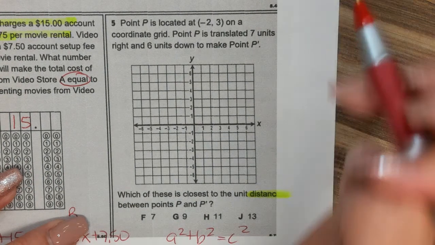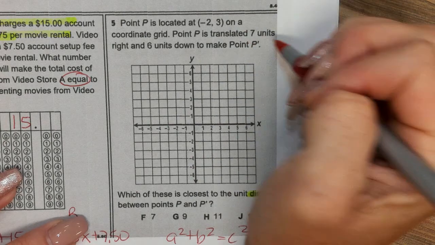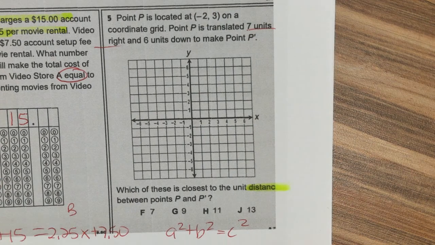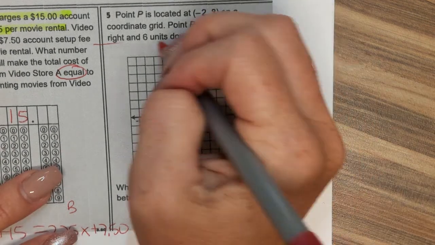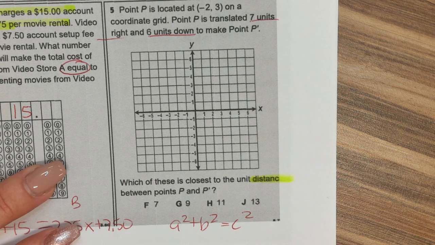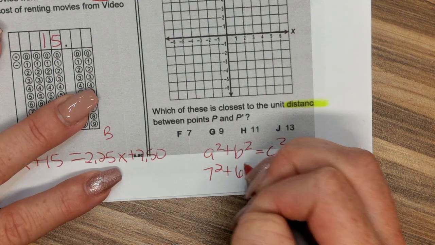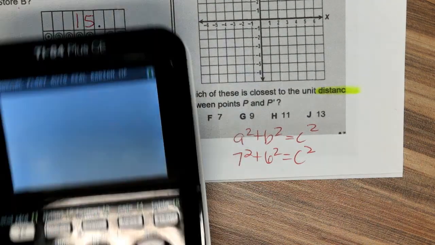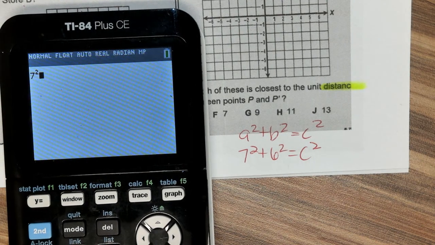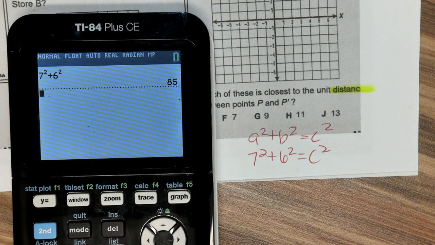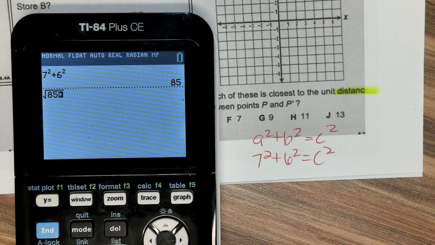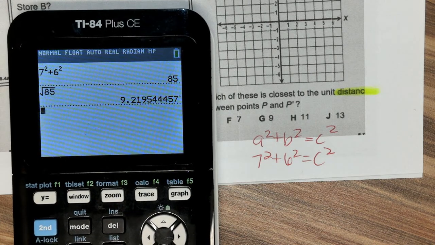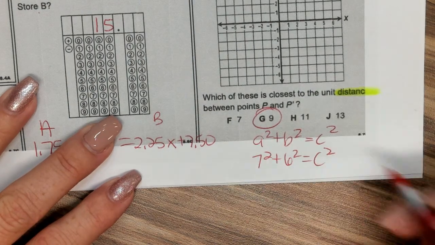They said you put this point on it, you translate it 7 right. That means one of the legs is 7, and 6 down. One of the legs is 6. Make sense? So 7 squared plus 6 squared equals c squared. Do I add or subtract? Okay, so 7 squared plus 6 squared. And what do I do to my answer? And so the answer was 9.21. Which one was closest? 9.